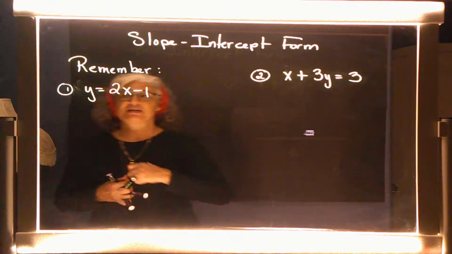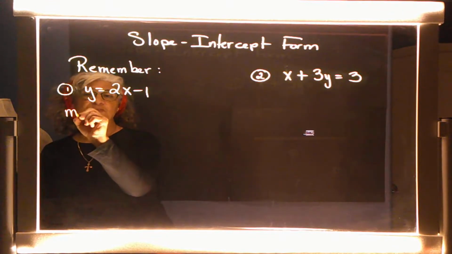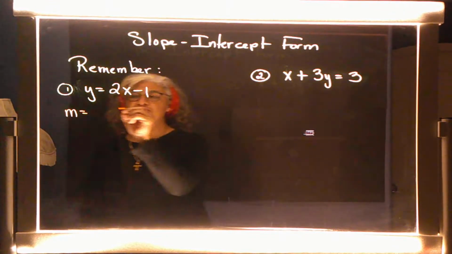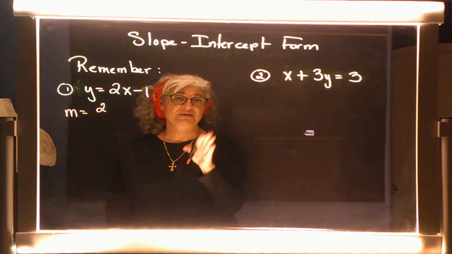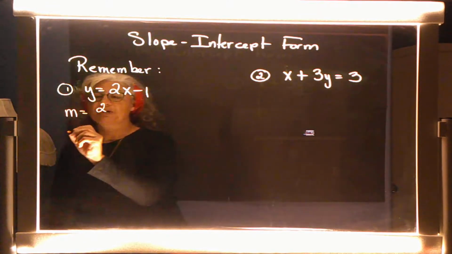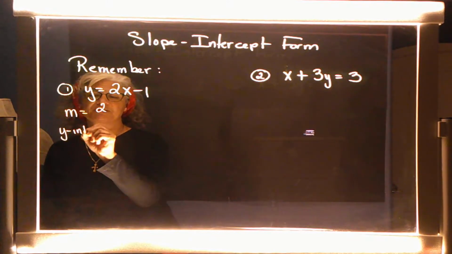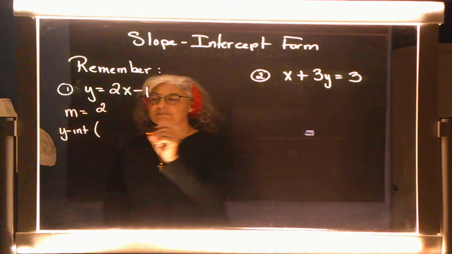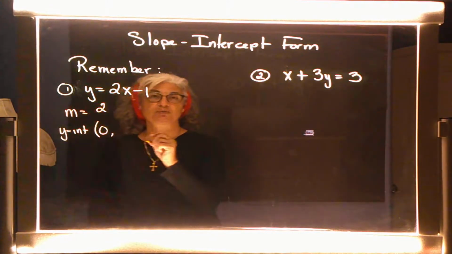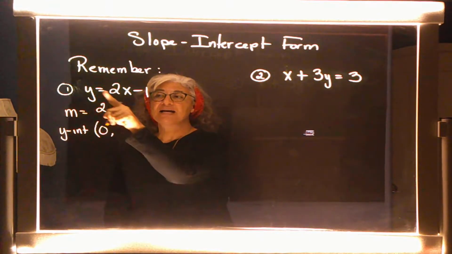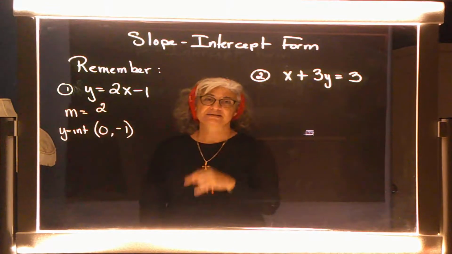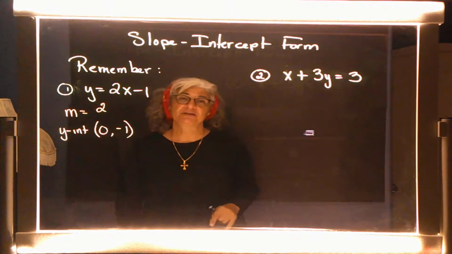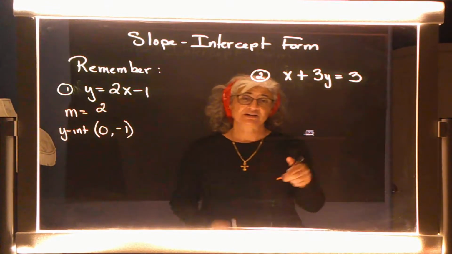So tell me then, what would be your slope in number 1? Good, 2, because it is the coefficient of x, right? And that's where the slope is always located. Okay, so what about the y-intercept? Yeah, remember, the x is equal to 0, and when I plug in 0 for x, I end up with y equaling -1.